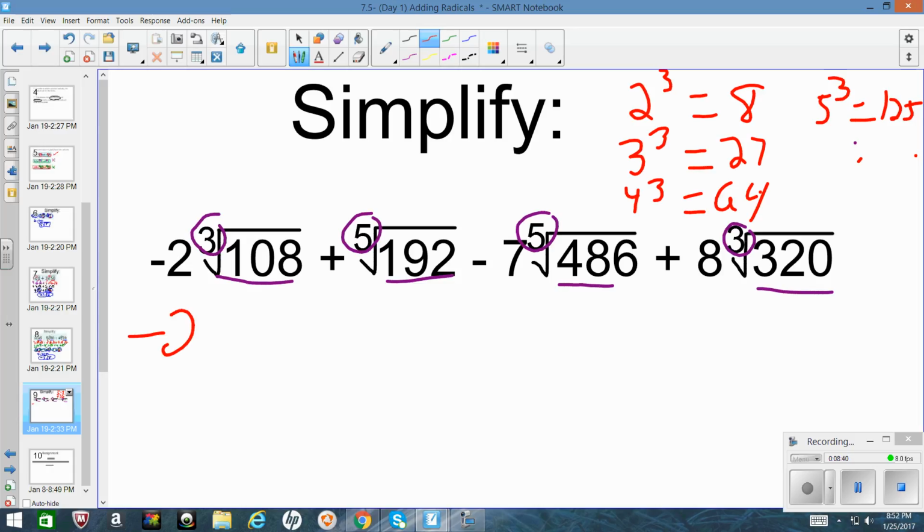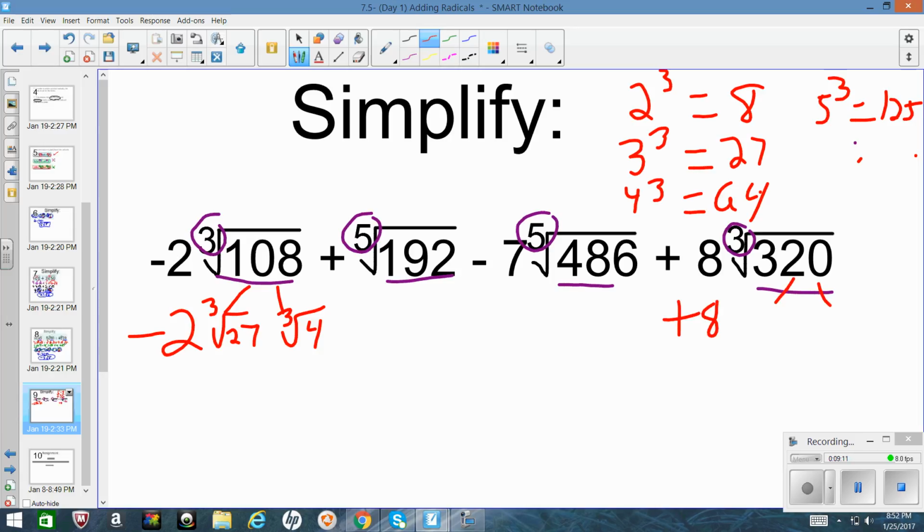So my negative 2 is going to stay the same. And if I look, if I take 108 and divide it by 8, that doesn't come out evenly. However, if I take 27 times 4, that would come out evenly. So I would have the cubed root of 27, and this would break into the cubed root of 4. Now I'm going to look at this one. So I have my plus 8.